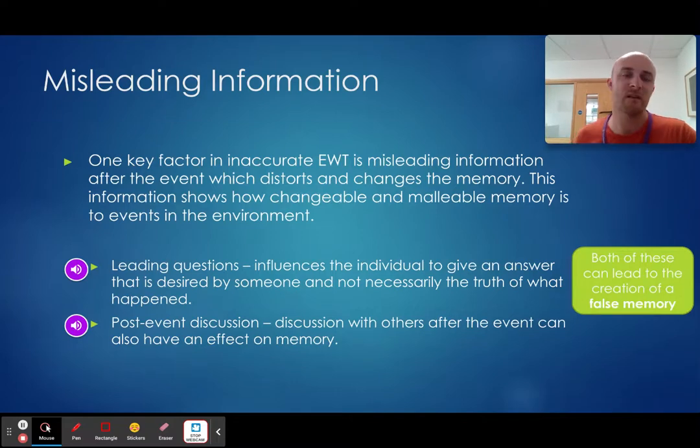So there's three theories I need you to take away, and what these are basically looking at are factors that affect your eyewitness testimony. As it says here, one key factor in inaccurate eyewitness testimony is misleading information. And quite importantly, misleading information is split into two things. These are two things that change the memory. Basically, your memory is very malleable, and that is an important word there. Your memory is easily moldable by external forces, which is essentially what malleable means. So let's start with leading questions.